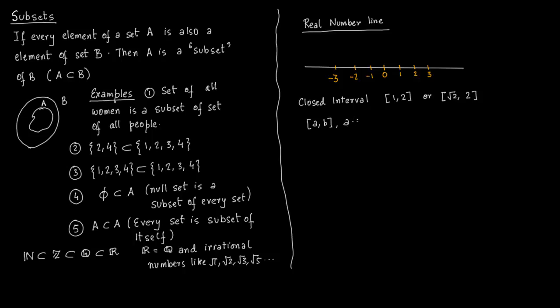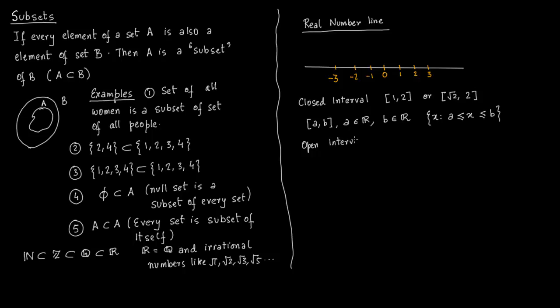explain this now. So you have starting point A and ending point B. So obviously A has to be less than B, just like 1 is less than 2 and root 2 is less than 2 in the examples above mentioned. So this closed interval is of the form like this. It is x such that x lies between A and B, but x can take value of A and x can take value of B.